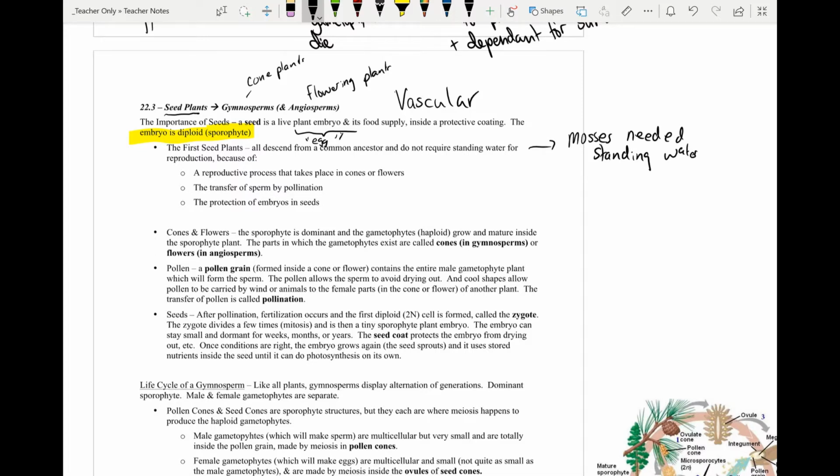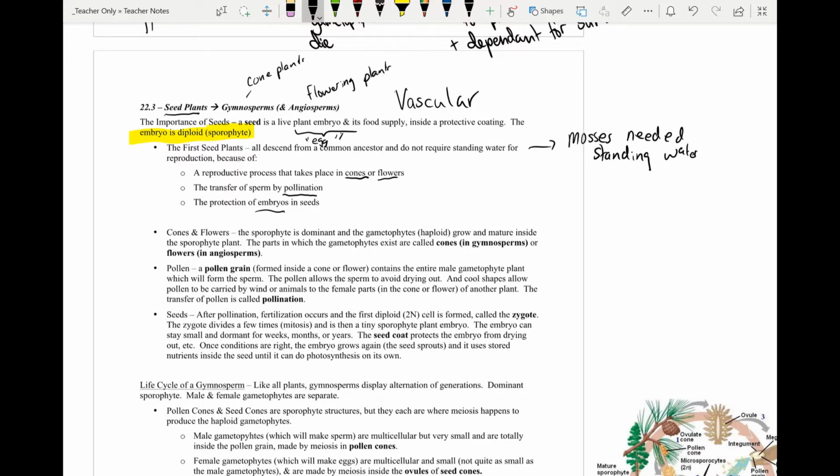Now, seed plants don't need this because they have a reproductive process that takes place entirely within cones or flowers. And we'll talk about what cones are in a moment. I'm sure we all know what a flower is. The other thing is these plants transfer sperm by a process called pollination, and they protect the embryos in seeds.